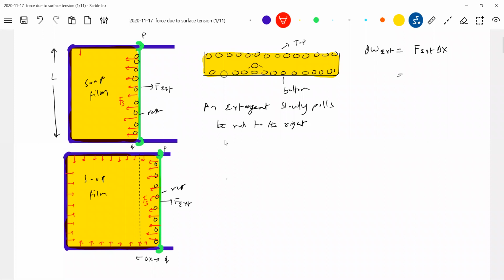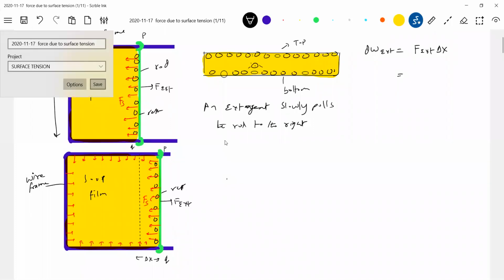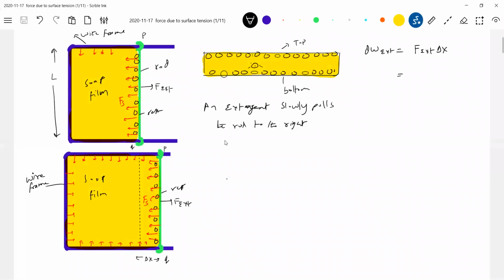I'm not bothered about the wireframe. Somebody is asking, sir, what is it? It's a wireframe. And this green color is rod PQ. An external agent slowly pulls the rod to the right.